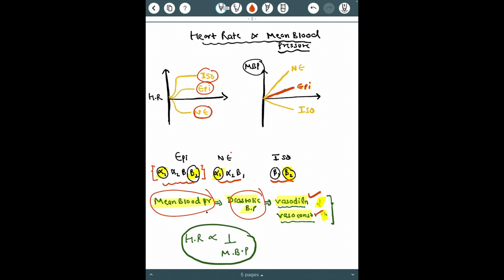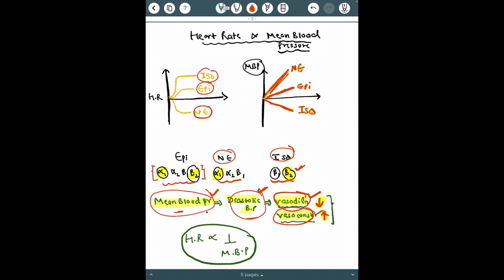Now if we see the norepinephrine part, there is alpha 1 receptor only, and alpha 1 receptor will cause vasoconstriction, which will increase the diastolic blood pressure and which will increase the mean blood pressure thereafter. So the increase in mean blood pressure is very high in norepinephrine. Now we can see that in isoprenaline it is very easy, it is present on beta 2. Beta 2 causes vasodilation, causes decrease in diastolic BP and decrease in mean blood pressure. So mean blood pressure will decrease in isoprenaline.